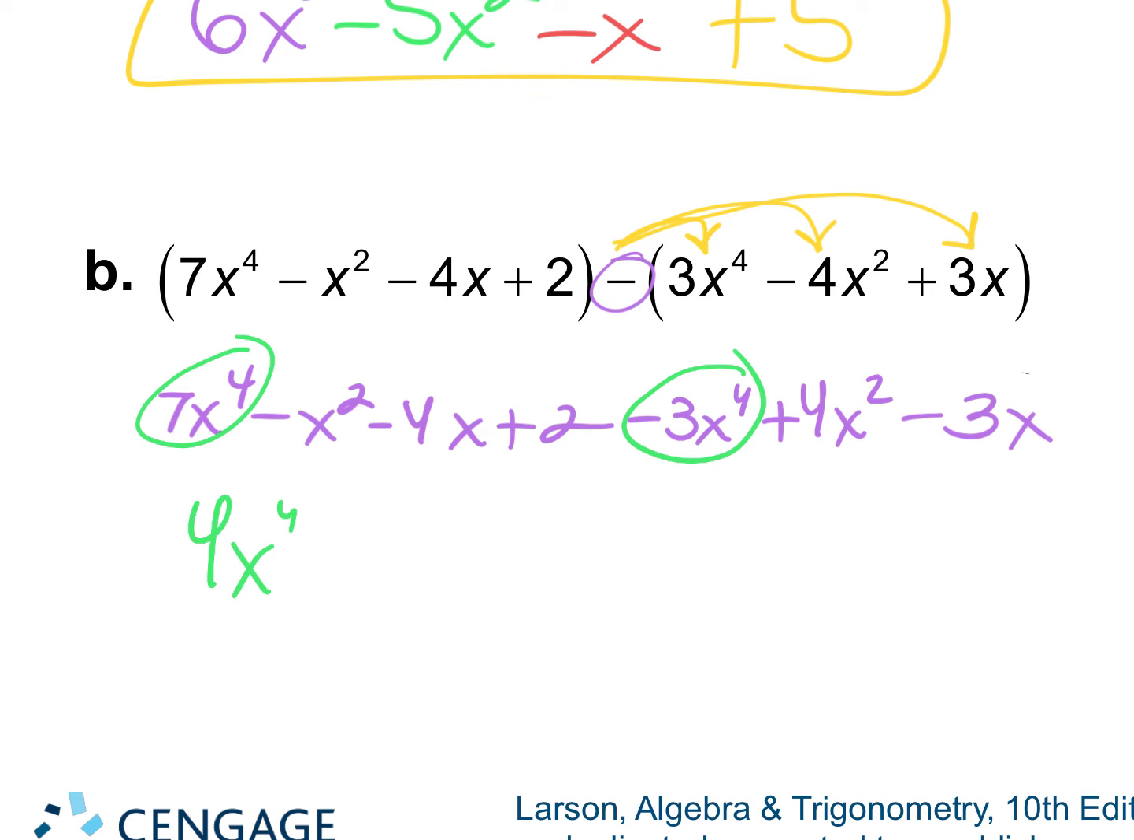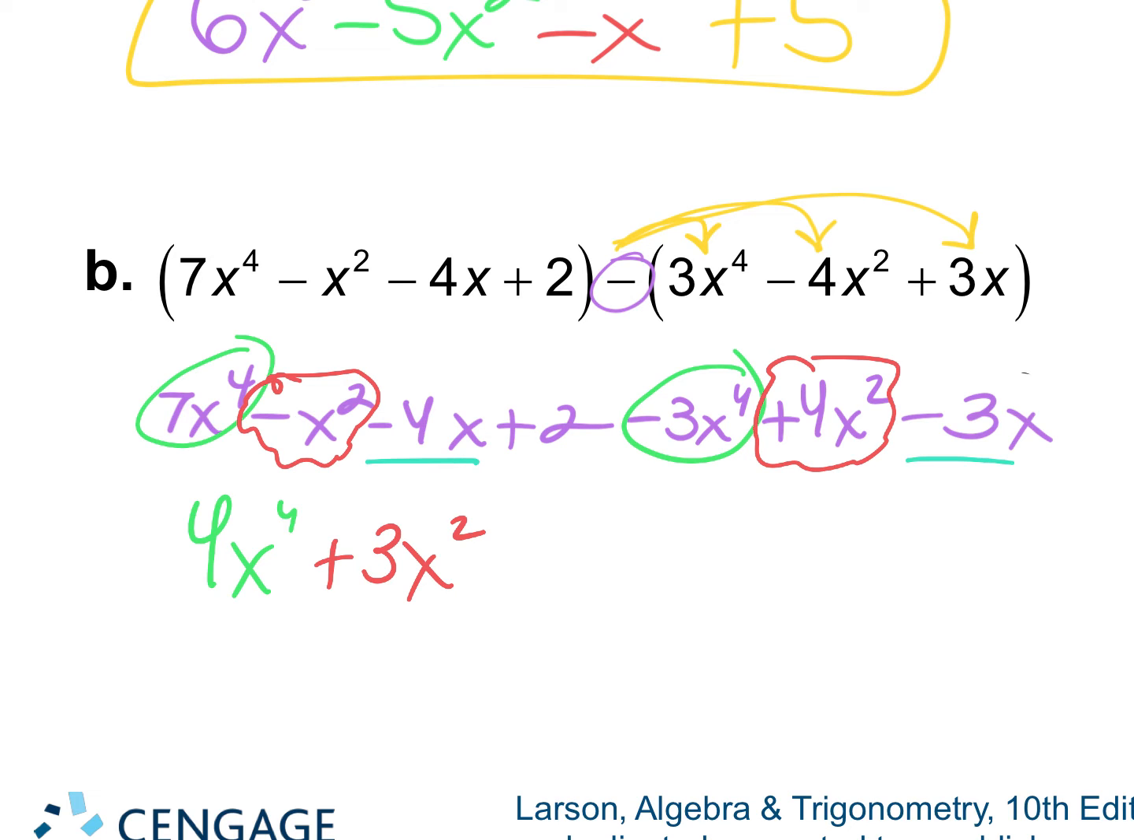What's the next exponent that would come? Okay, there's no x to the third, so now I say 2. So I have minus x squared plus 4x squared gives me plus 3x squared. Good. And then another color. X's, negative 4x, negative 3x, minus 7x. Good. Then what? Plus 2. All right, so let's answer all the questions about this.